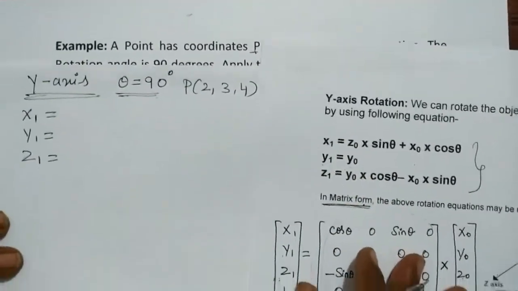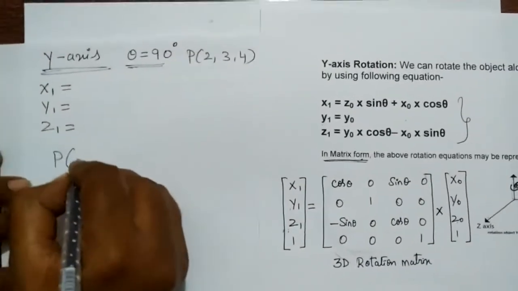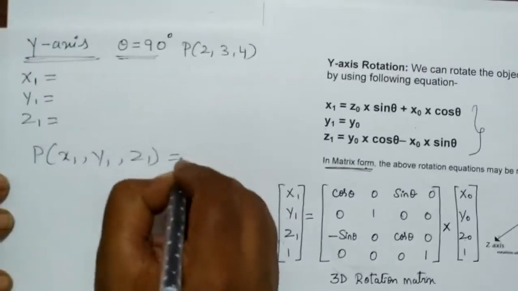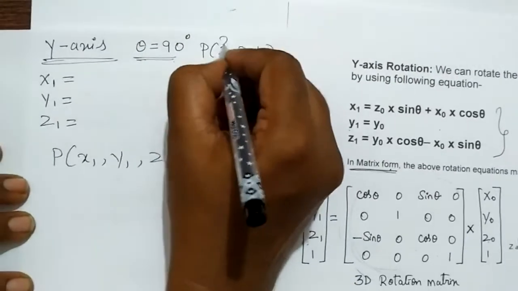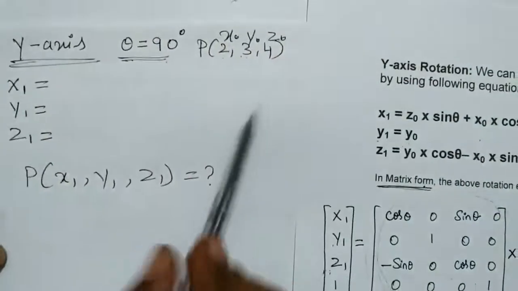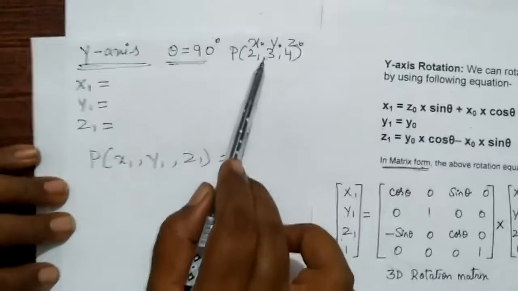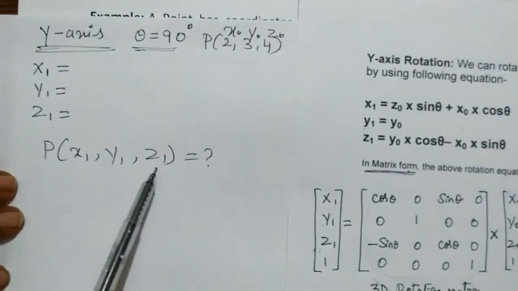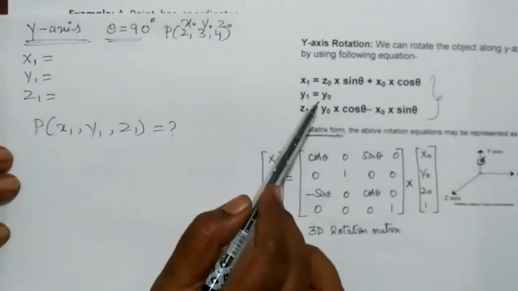We need to find the new values here. What are the new values we need to find? P of x1, y1 and z1. They have given P of 2, 3, 4, where 2 is x0, 3 is y0 and 4 is z0. They have given the x, y, z coordinate values before the rotation. Now we need to find, after the rotation, what x1, y1, z1 of point P are. We will find these new values using this equation.